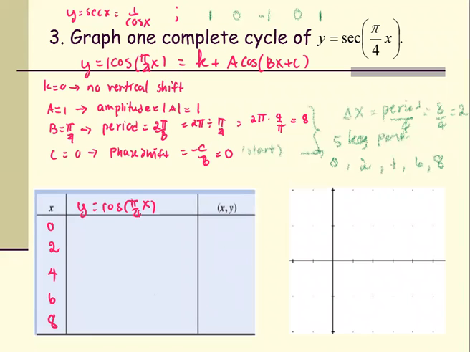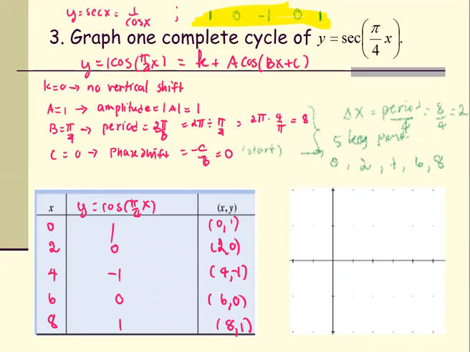Since the coefficient is 1, we're going to use the 5 key points for the typical cosine graph to complete the table. There's 1 here, 0, -1, 0, 1. The ordered pairs are 0, 1; 2, 0; 4, -1; 6, 0; 8, 1.